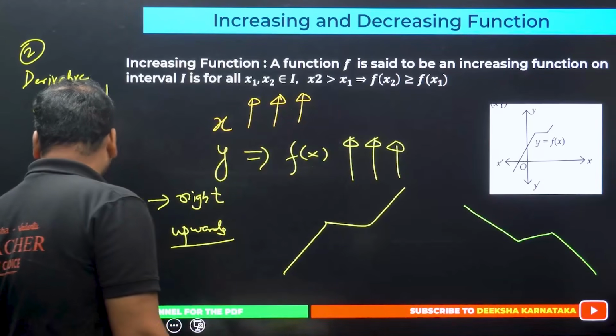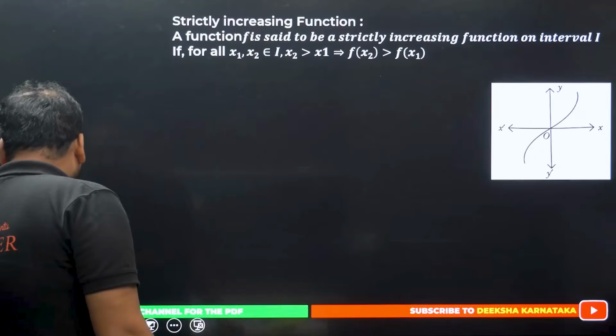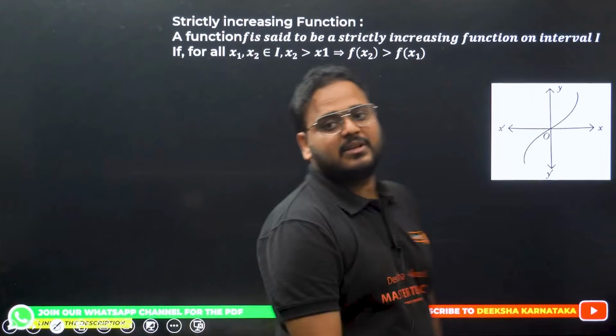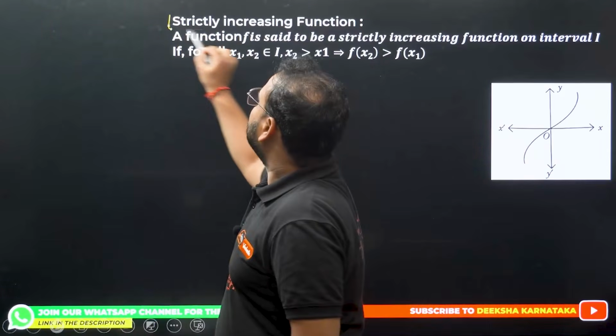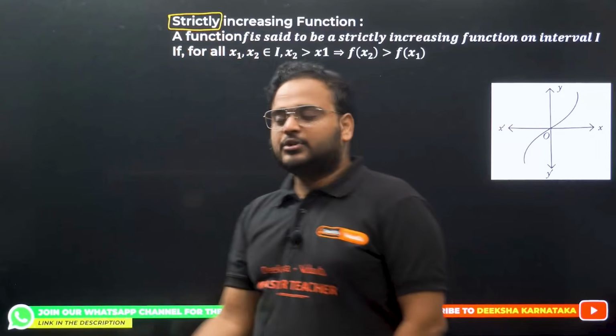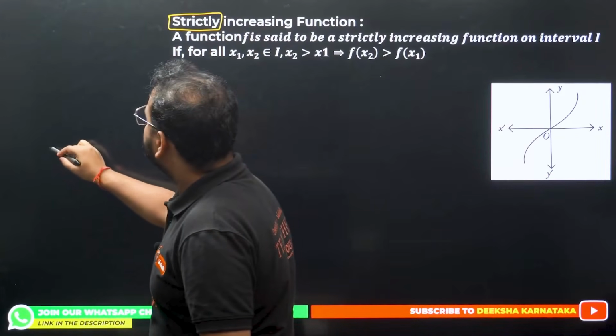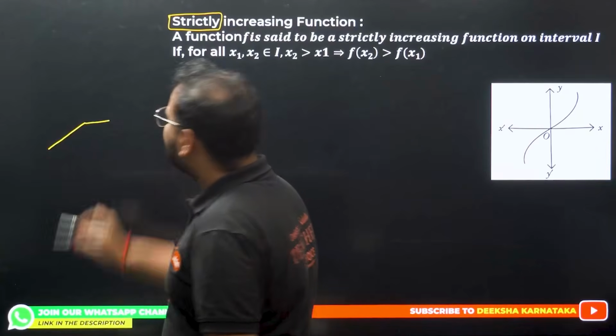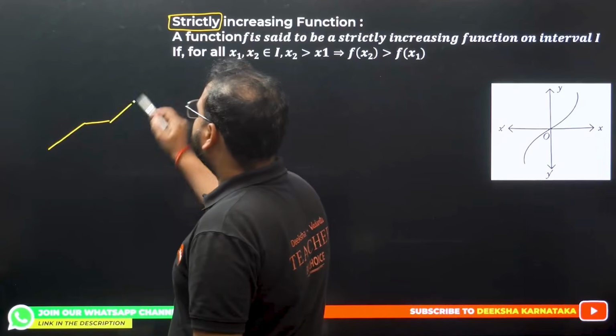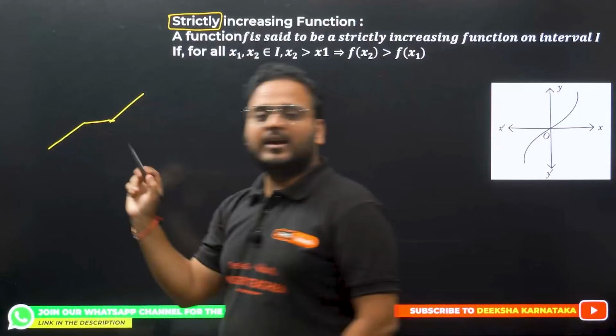Alright, let's move on to the case of a strictly increasing function. What happens when the word strictly is added to an increasing function? Did you notice this thing when the increasing function was drawn? There was a flat line and then again it went up. There's a flat line over here and again it went up.